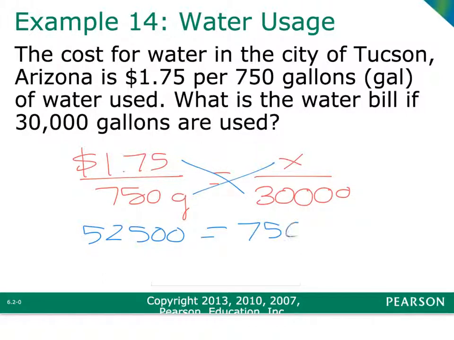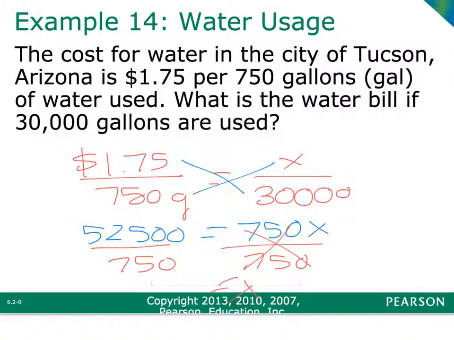Notice I'm completely ignoring the units here. And then to isolate your x, you're going to divide both sides of the equation by 750 because that's the number that's with x, and that's what we're trying to get rid of. So x equals 52,500 divided by 750. So if I pop that in my calculator, that comes out to be $70. $70 it looks like.